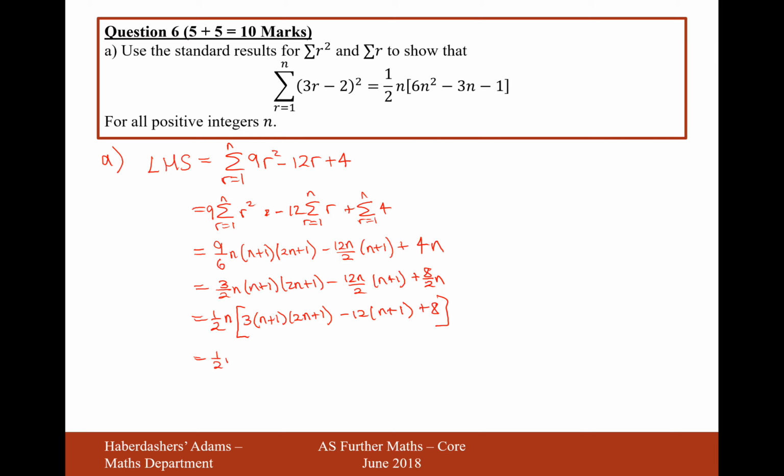So let's now expand the bracket. This is inside the square bracket, so it's going to be 6n squared plus 9n plus 3 minus 12n minus 12 plus 8. So let's now simplify what we've got here. It's going to be 6n squared. It would be 9 minus 12, that would be minus 3n. And then 3 plus 8 is 11, minus the 12, that would be minus 1. And that's exactly what we're looking to show it equals on the right hand side. So there we are, lovely. We've shown that the left hand side equals the right hand side for positive integers n.